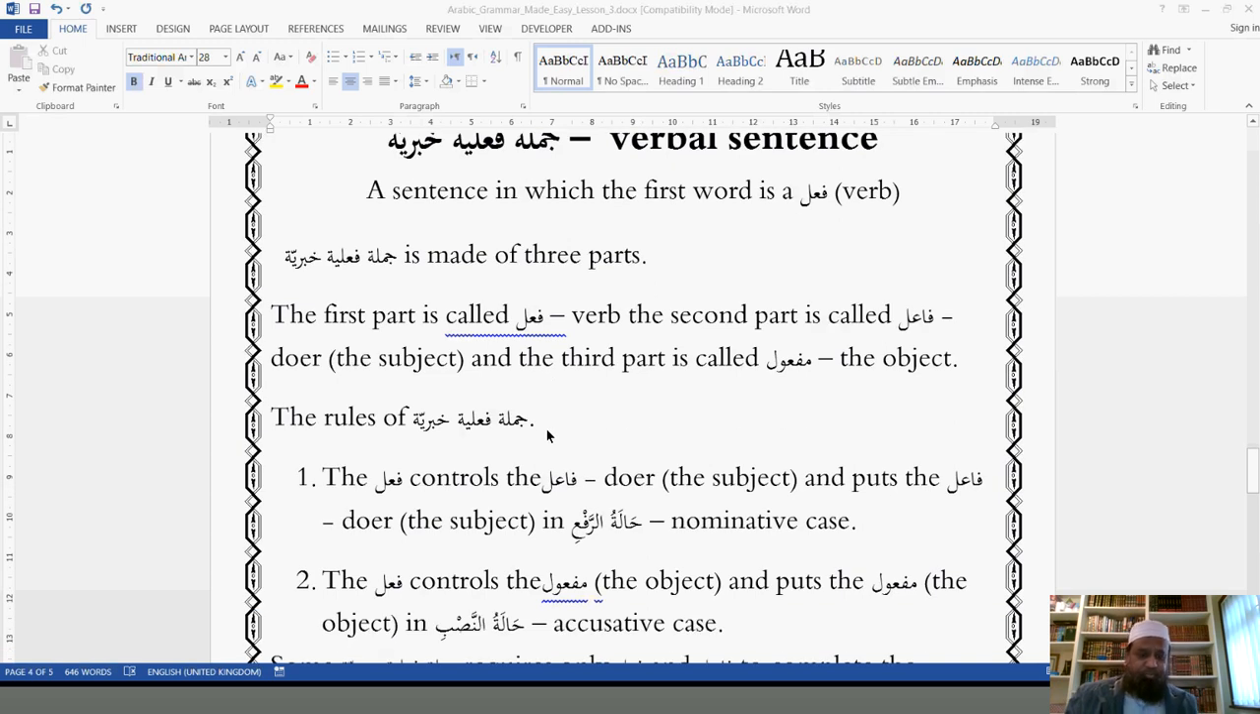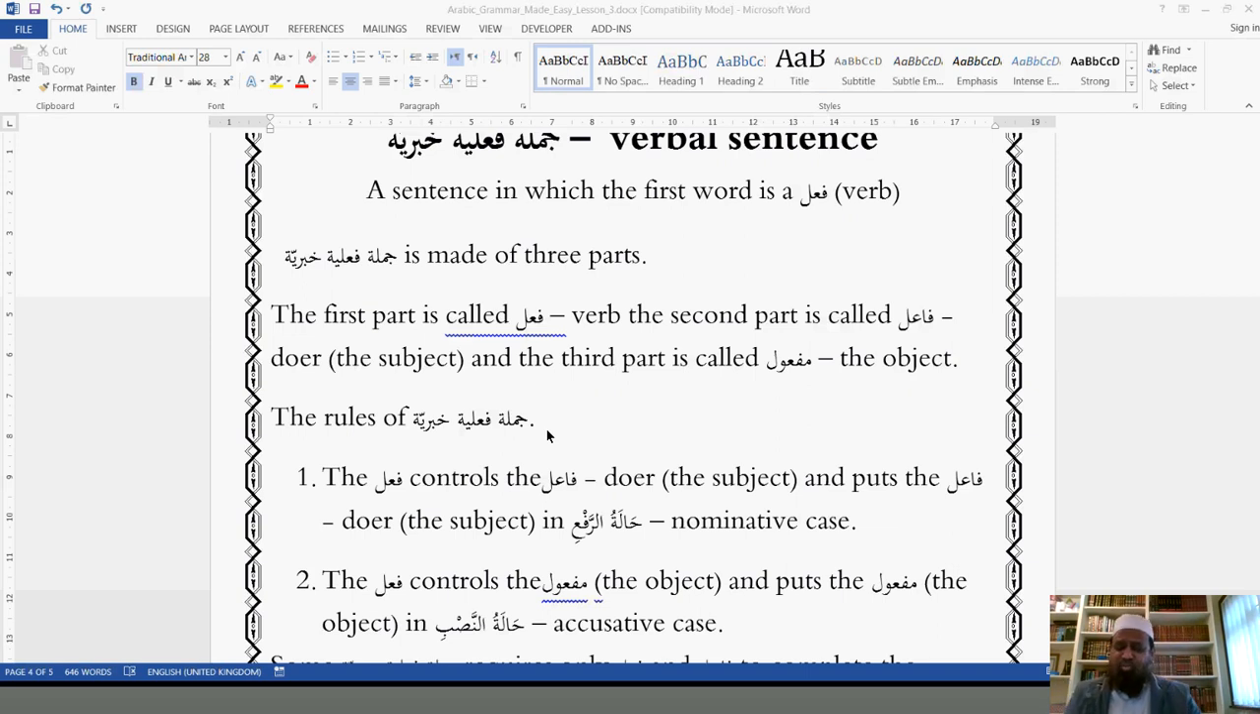Rule number 2, the fi'l controls the maf'ul as well. The fi'l controls or governs the maf'ul, the object, and puts the maf'ul in halatul nasb.